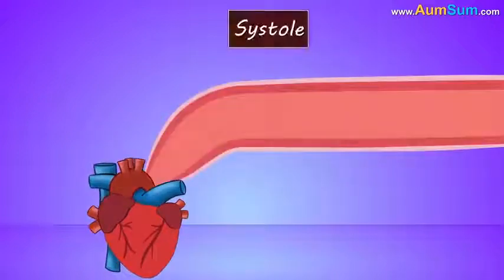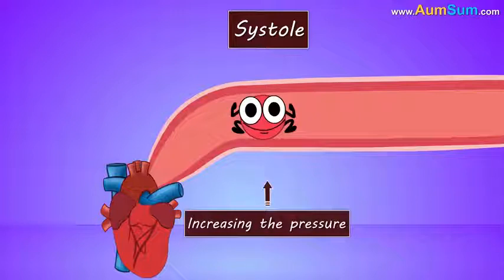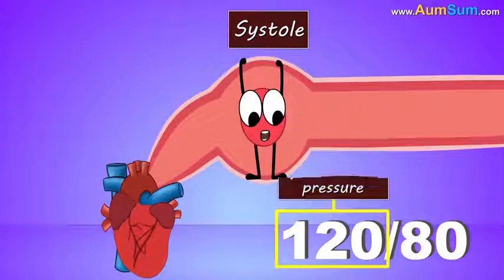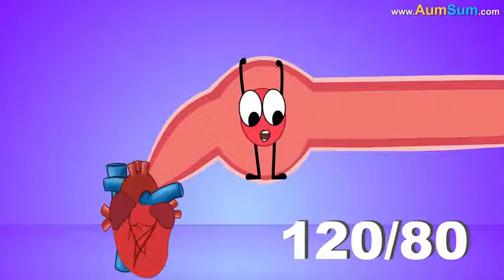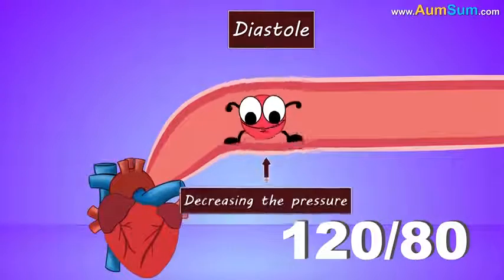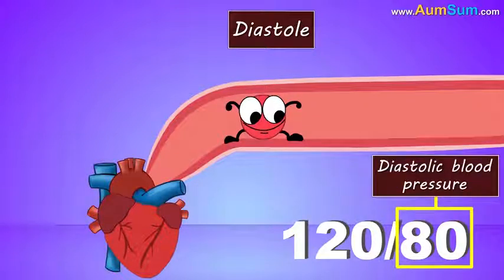During a phase called systole, our heart contracts to push the blood through arteries, thus increasing the pressure. So, the bigger number indicates the systolic blood pressure, whereas during diastole, our heart relaxes, decreasing the pressure. So, the smaller number indicates the diastolic blood pressure.